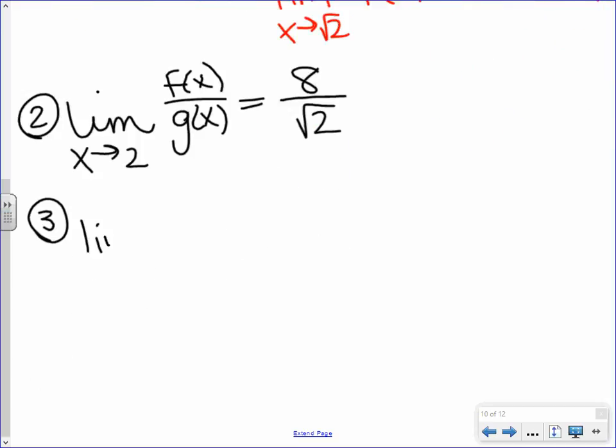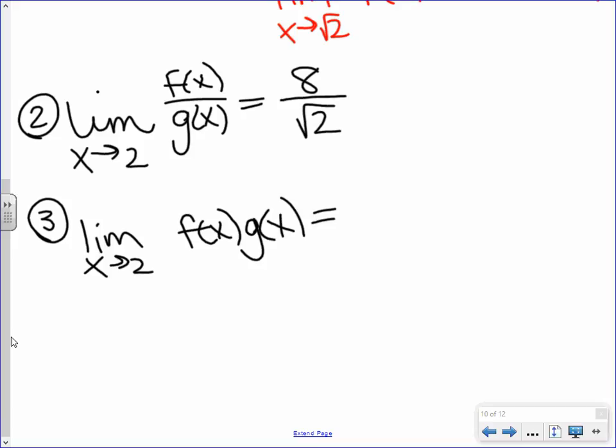Okay? The limit as x approaches 2 of f of x times g of x. At your table, come up with a common answer.